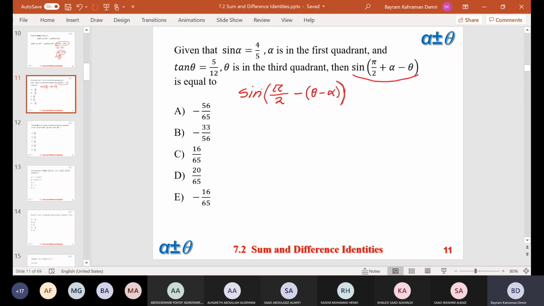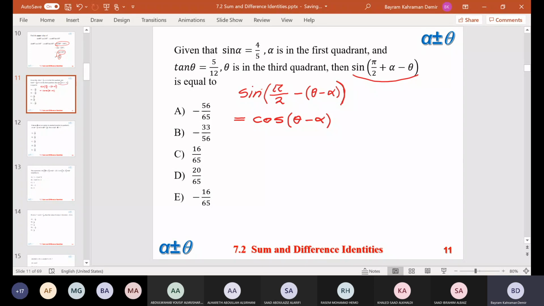Because I want to use something that I wonder if you can remember. Sine of pi over 2 minus... Cofunction, exactly. So this is equal to cosine of, Shiva, cosine of what? Theta minus alpha. You see that? That is maybe the most important step of this question, to see what's happening here.